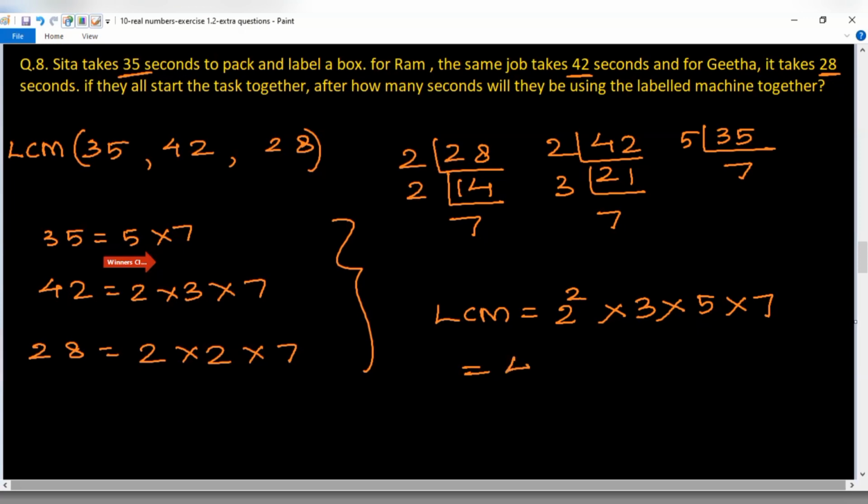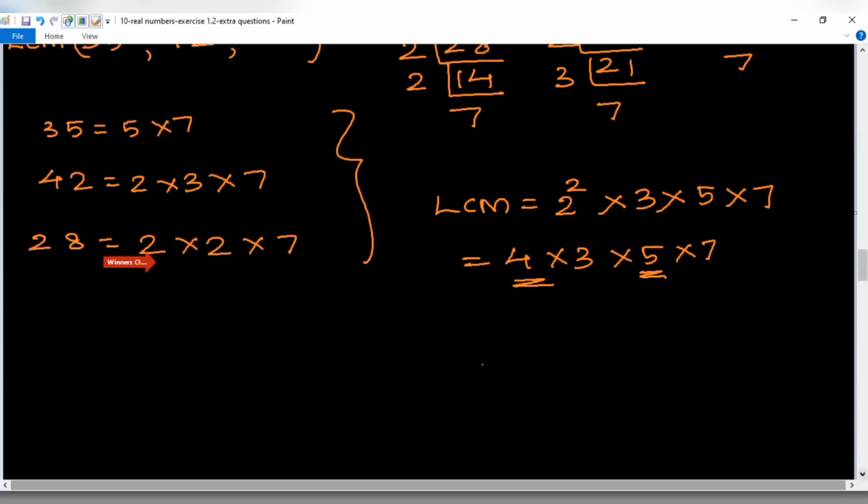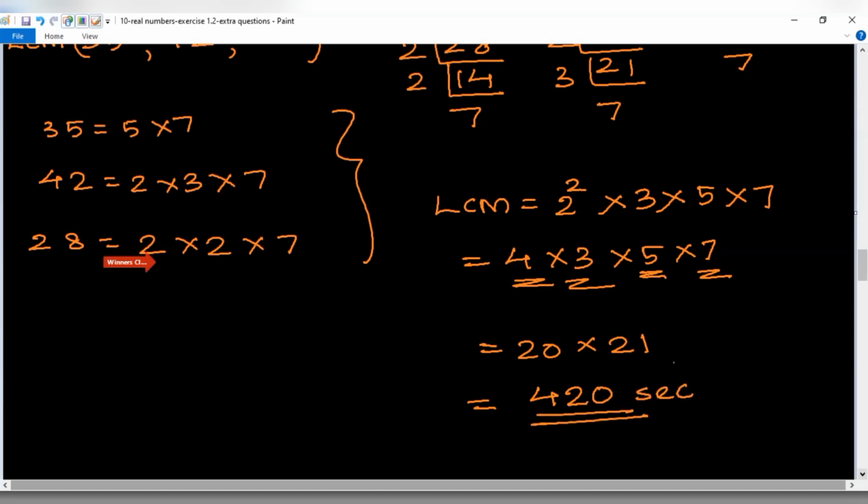2 square 4, 4 into 3 into 5 into 7. So let us do first this 4 into 5, that is 20. Then 3 into 7, that is 21. Okay, now 20 into 21, 420. So after 420 seconds, they will use the same machine together.